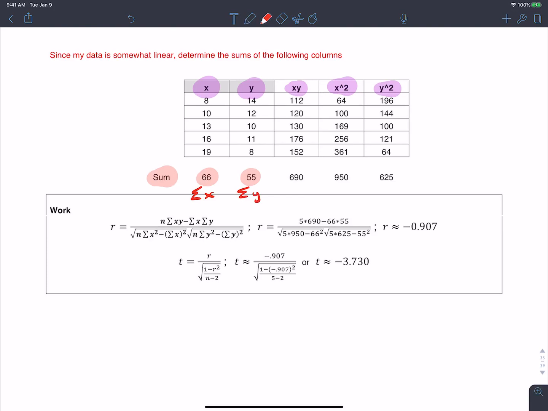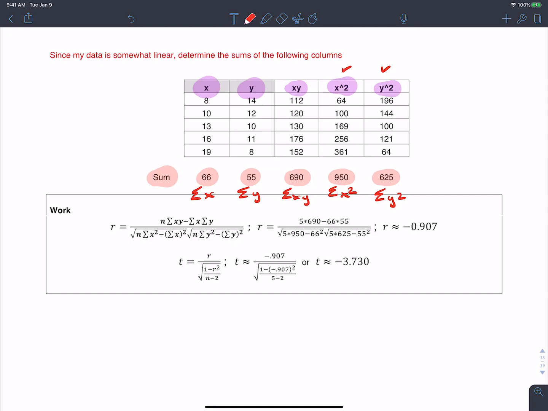Good job. What's 690? Sum of xy. What's the 950? Sum of x squared, because that's the column it's in. Is that right? And then what's this 625? That's the sum of the y squared column because that's the column it's in. So we just have to identify those things, and it's just going to be about us punching all this stuff in our calculator here.